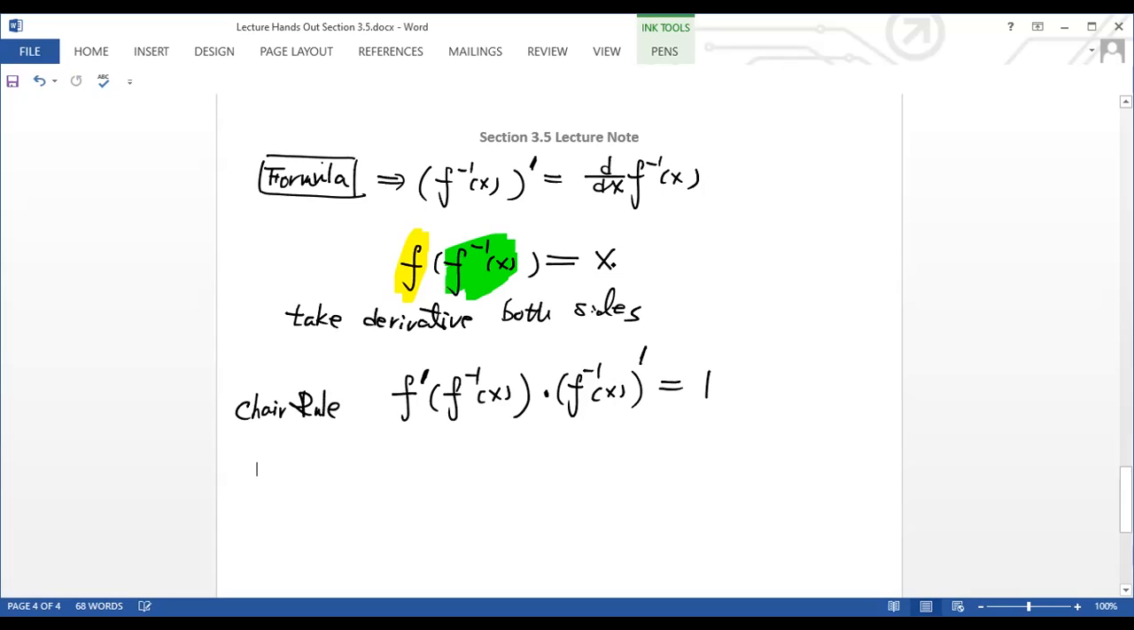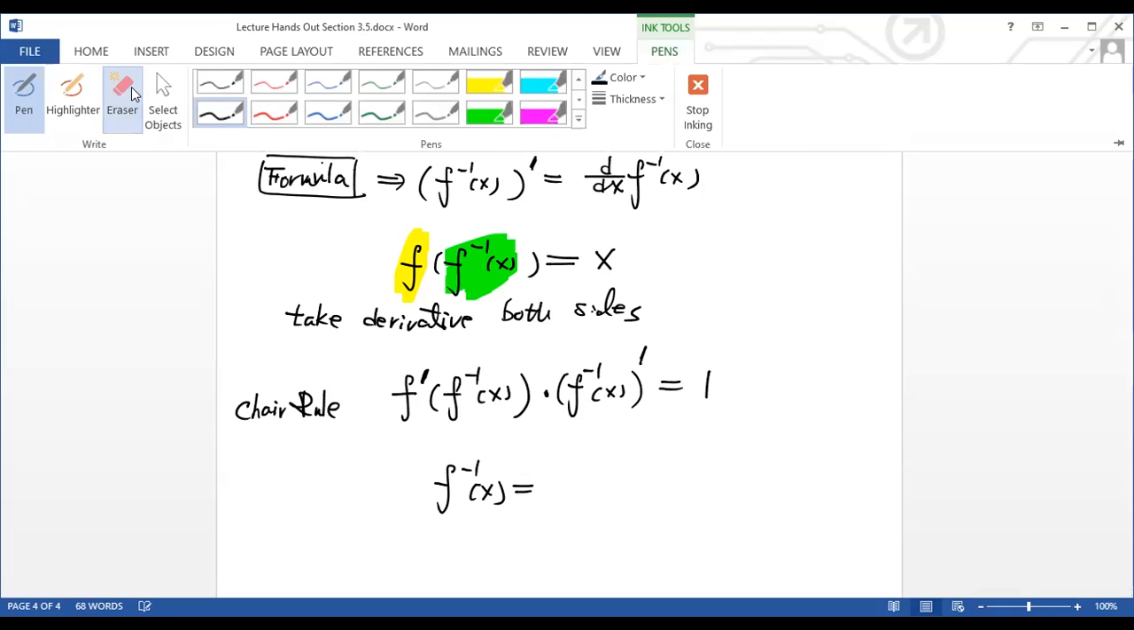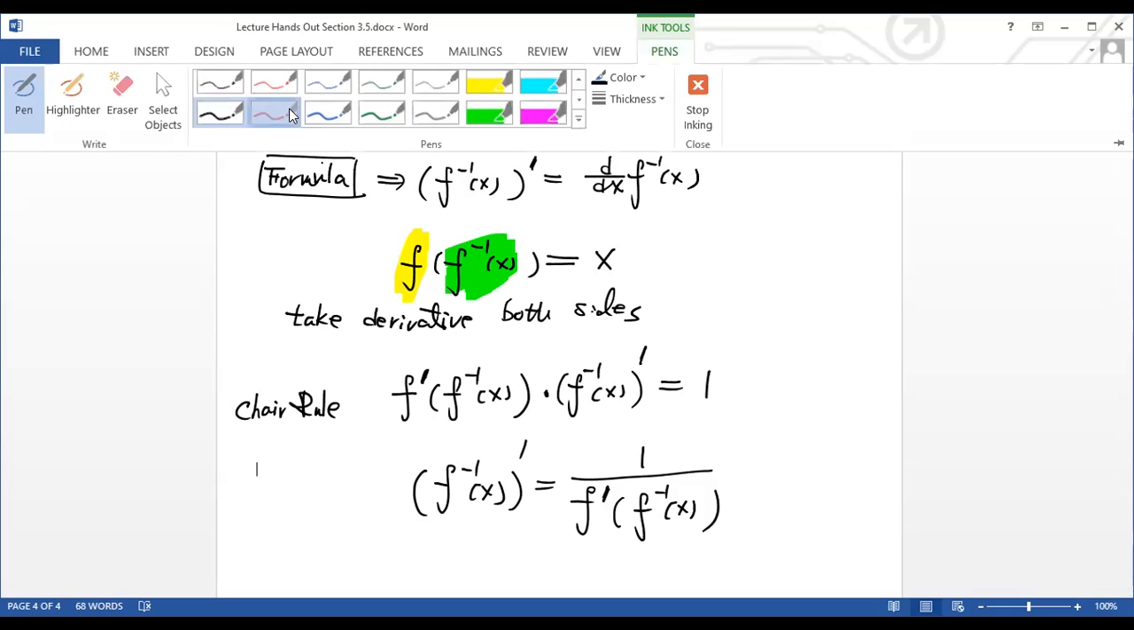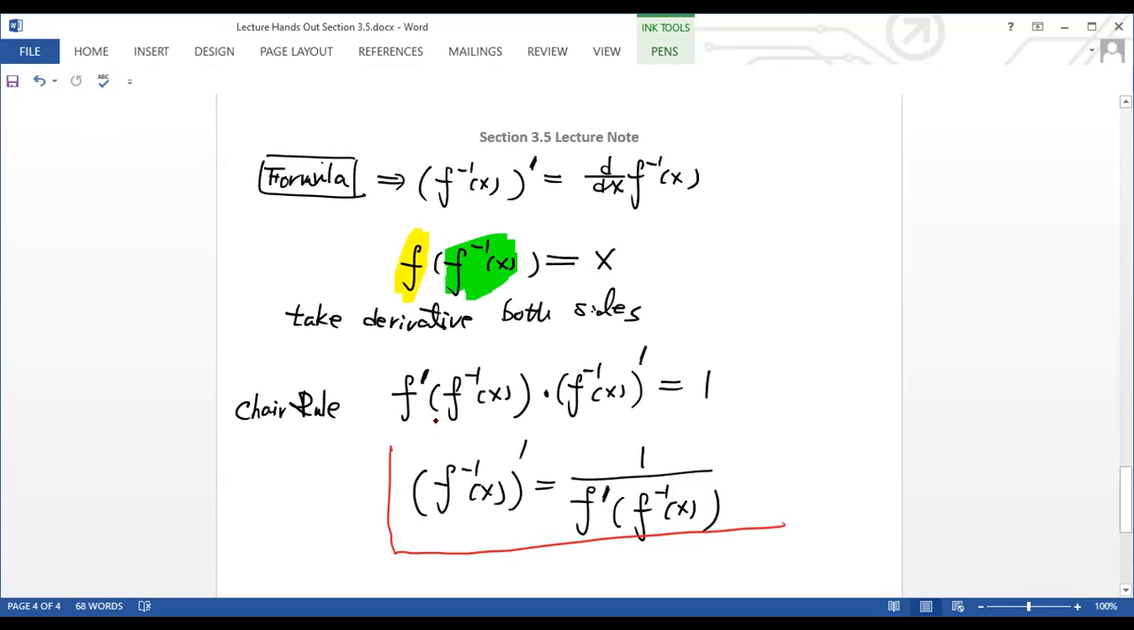Okay, so now you want to find the derivative of the inverse. The derivative will just be equal to 1 over f prime. So this is 1 over the first derivative of f evaluated at f inverse of x here. Okay, so in fact, this is a very important formula. It is very helpful for finding the derivative of the inverse function.